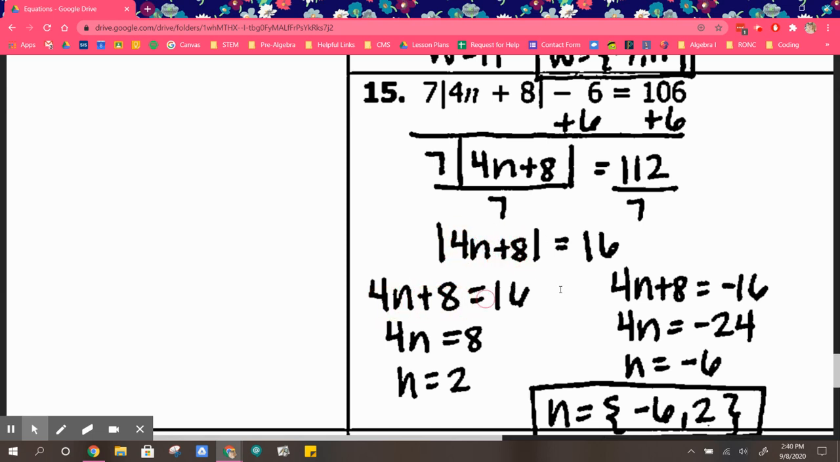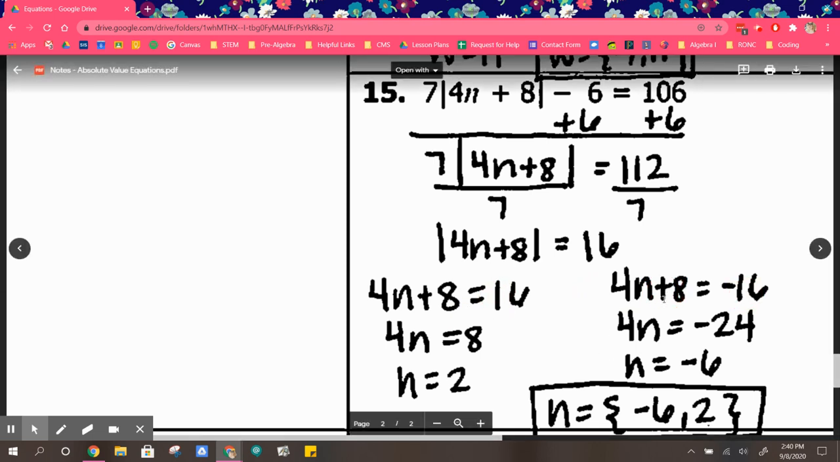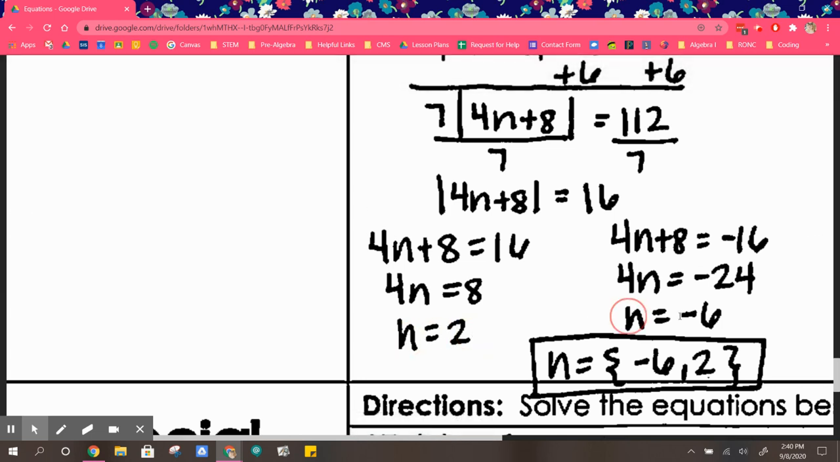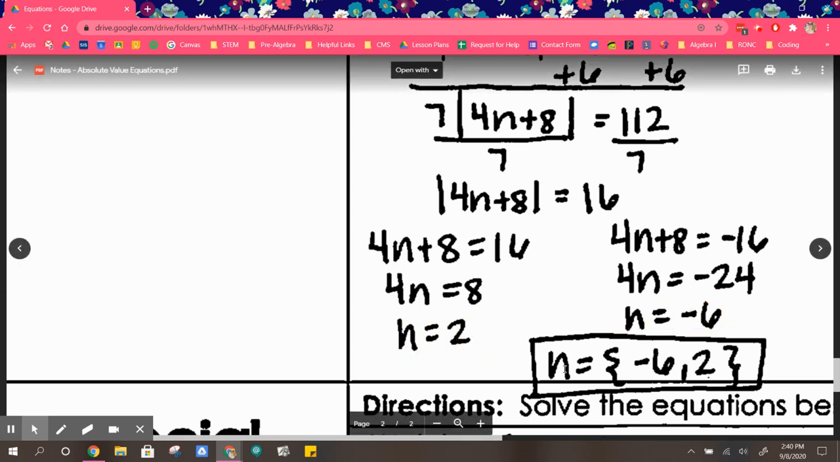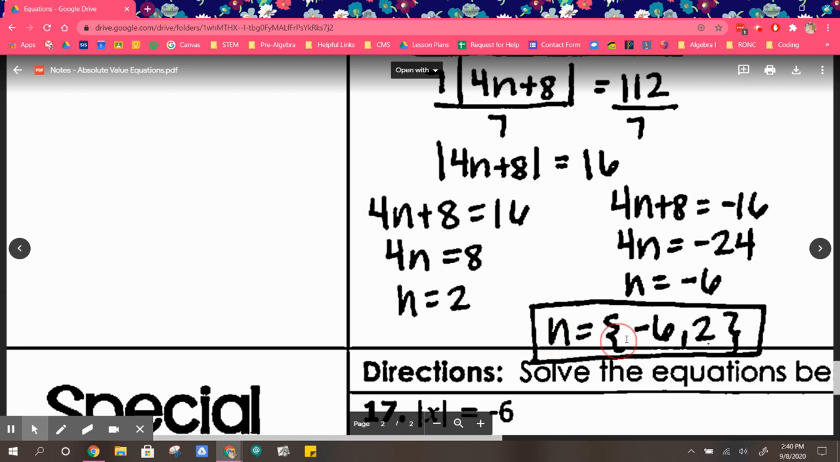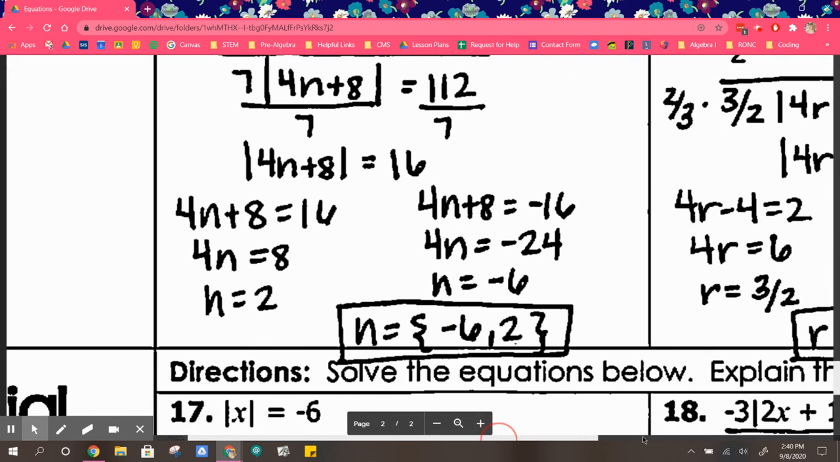So we have 4n plus 8 equals positive 16 and negative 16. So we can go ahead and solve by subtracting 8 and then dividing by 4 like you would a normal two-step equation. When you solve, you should have n equals 2 and n equals negative 6. I'm sorry, I don't know why I keep saying h. It is an n. So n equals negative 6, comma 2. And make sure you're writing the negative one, the smaller number, first.